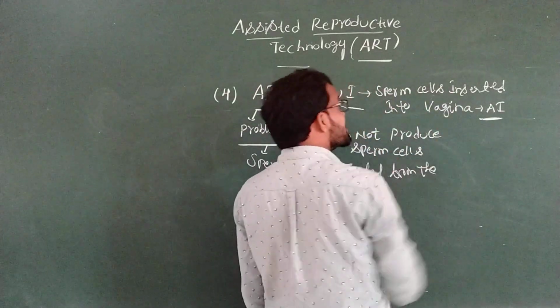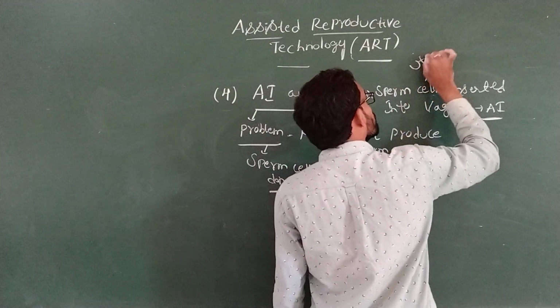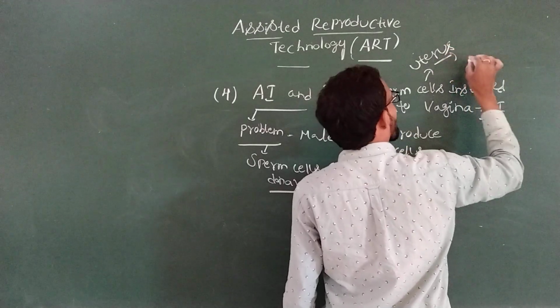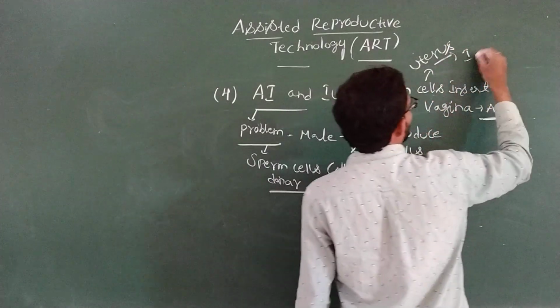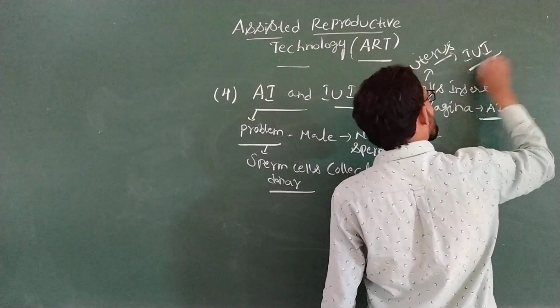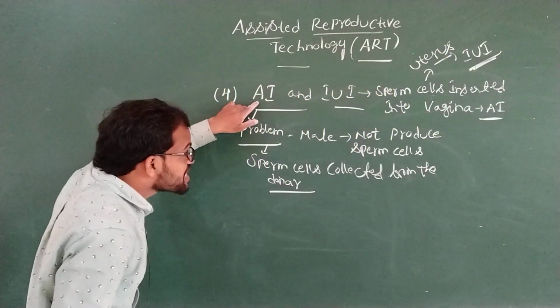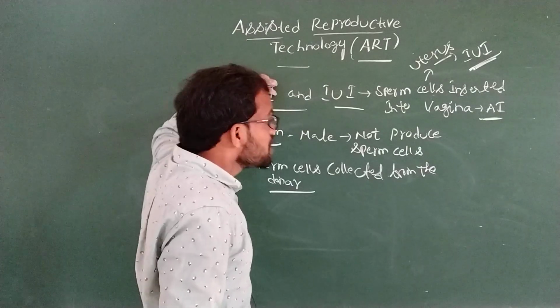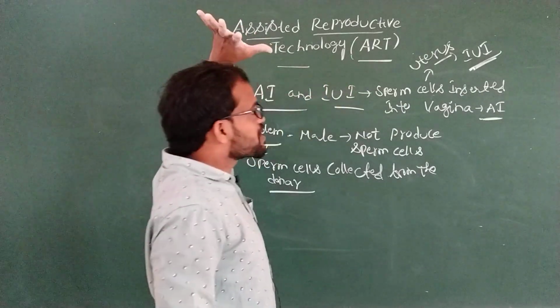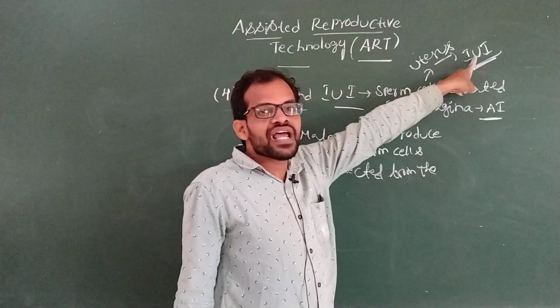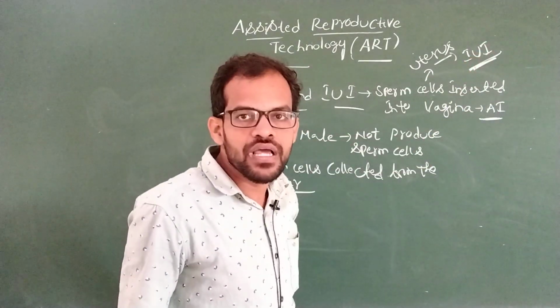When the sperm cells are inserted into the uterus, it is known as intrauterine insemination. Sperm cells inserted into the vagina is known as artificial insemination. Sperm cells inserted into the uterus is nothing but intrauterine insemination.